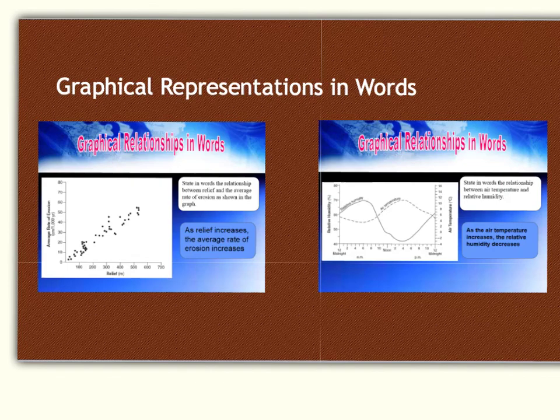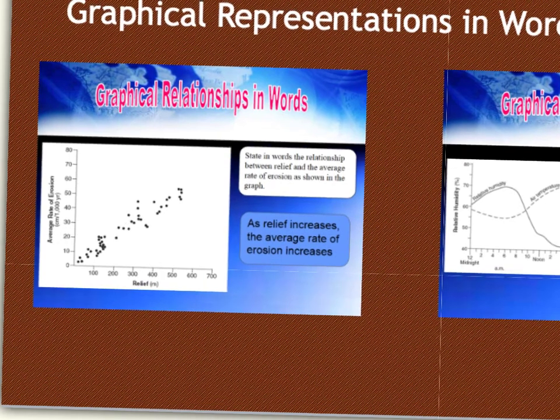If we were going to put these graphical relationships into words, you see here that this graph shows us relief on the x-axis, that's our independent variable, and the average rate of erosion. And if you remember, relief is the highest minus the lowest elevation on a map. So as the relief increases, okay, the average rate of erosion also increases. So that would be called what kind of relationship? Right, a direct, because as one increases, the other one also increases.